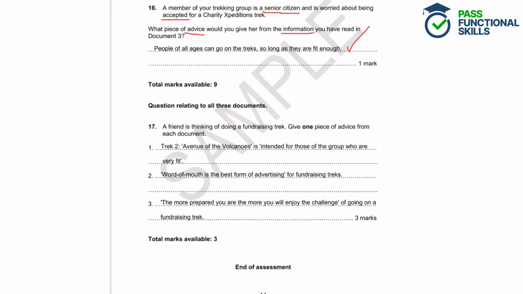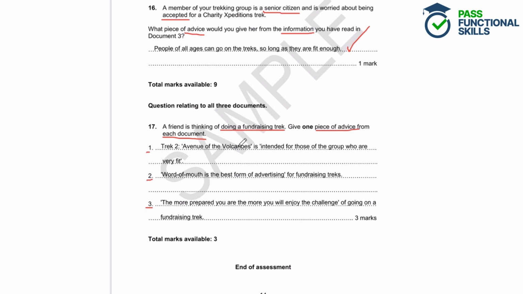Question 17. A friend is thinking of doing a fundraising trek. Give one piece of advice from each document. So we need a piece of advice about doing a fundraising trek from each document, so all 3 documents, document 1, document 2, and document 3. So, piece of advice, we're looking for tips, useful information that someone doing a fundraising trek would need to know. So here the student's written that Trek 2, Avenue of the Volcanoes, is intended for those of the group who are very fit.